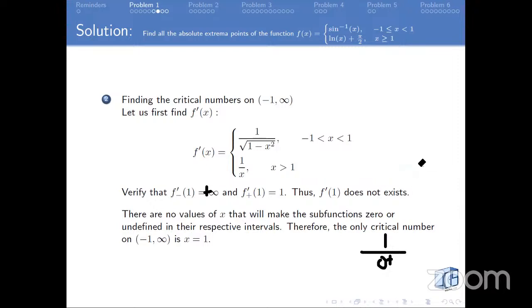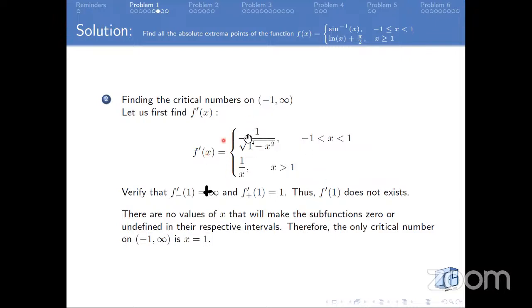Tapos, pag naman i-evaluate natin yung limit of f prime of x as x approaches 1 from the right, magiging 1 naman siya. So therefore, f prime of 1 does not exist, kasi yung left hand limit ay equal sa positive infinity, yung right hand naman ay equals to 1. So, ang conclusion dito ay walang values ng x that will make the sub-functions 0 or undefined in their respective intervals. Therefore, the only critical number on -1 to infinity is x equals 1.